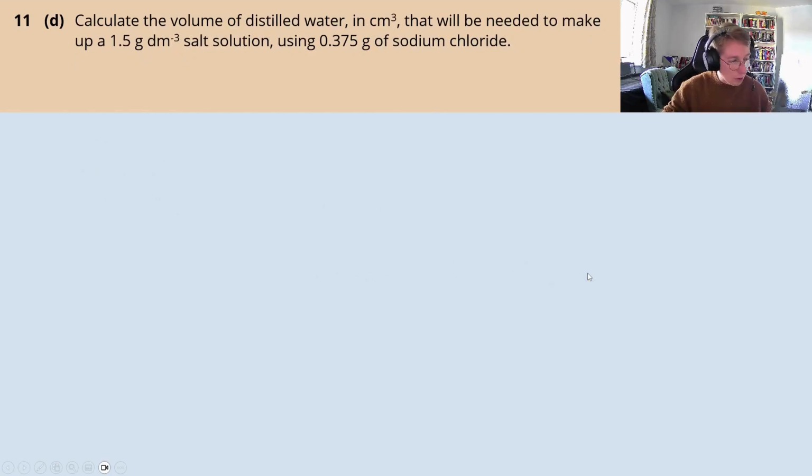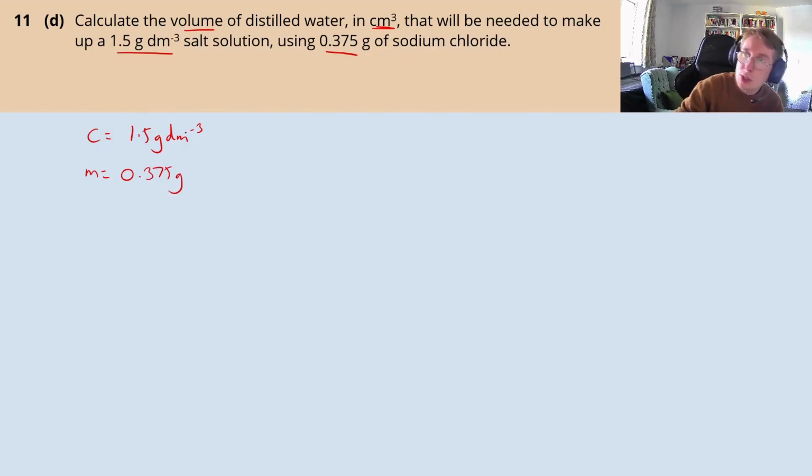Finally, in this part, we move on to 11D. We're calculating this time the volume of distilled water, and we want it in centimeters cubed, that will be needed to make up a 1.5 grams per decimeter cubed salt solution. So we've got a concentration of 1.5 grams per decimeter cubed, and we're using 0.375 grams of sodium chloride. So let's figure out what we need to do here.